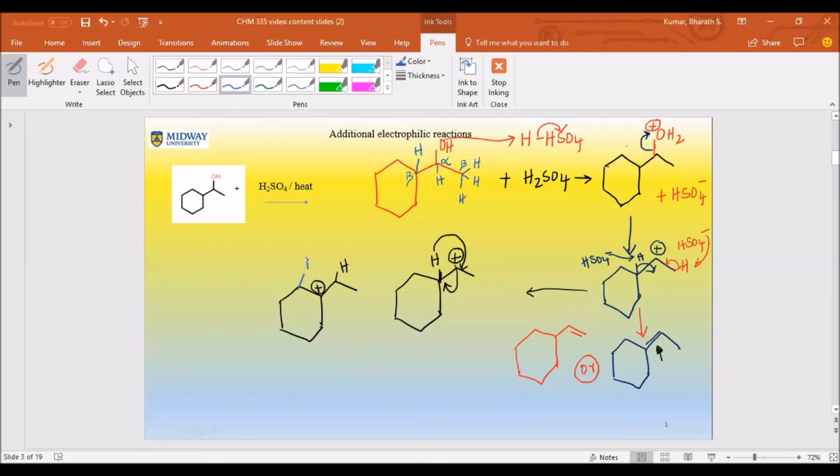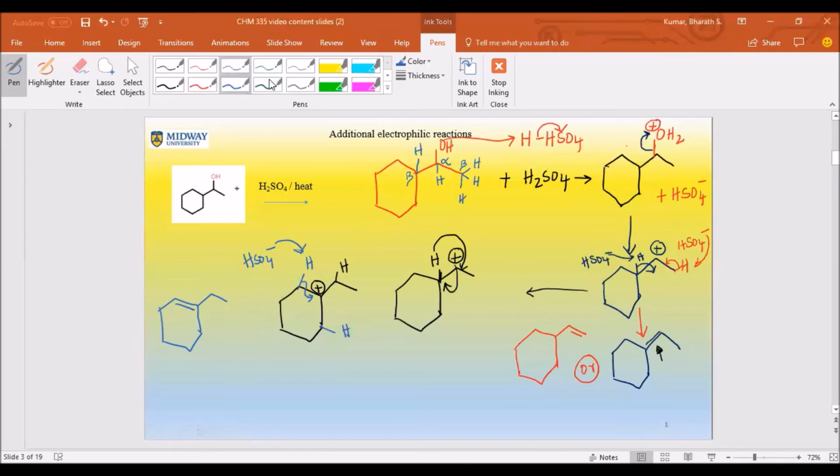With respect to the positive charge, you can remove this hydrogen or this hydrogen. So in that case, if you chose to remove this hydrogen, let's say HSO4 minus comes and removes this hydrogen, this bond comes over here, neutralizes the positive charge, and gives you this as product.